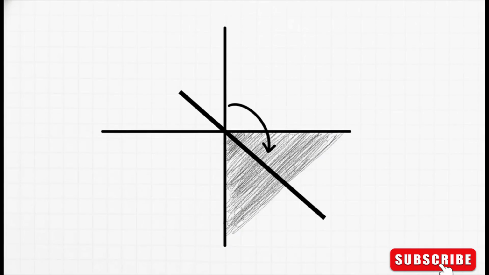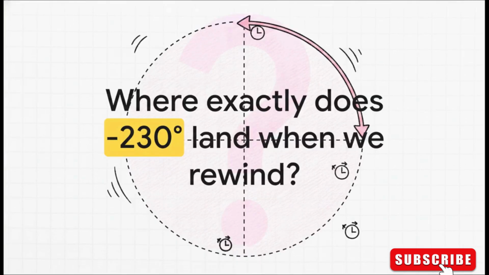So if we take an angle like negative 55 degrees, we obviously don't go up into quadrant 1. Instead, rewinding just 55 degrees downwards gives us a super quick answer. The number is small enough that we don't cross any major axis lines, dropping us immediately below the x-axis right into quadrant 4. Let's test this reverse logic with a slightly bigger number.